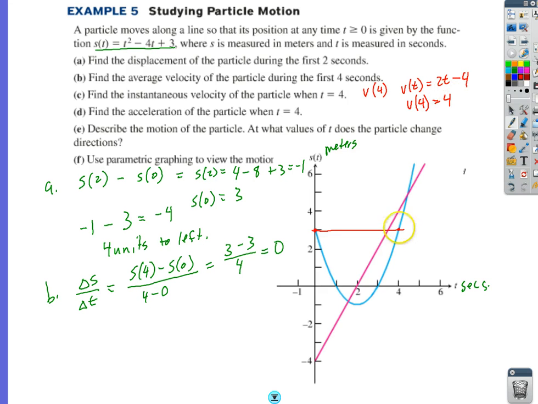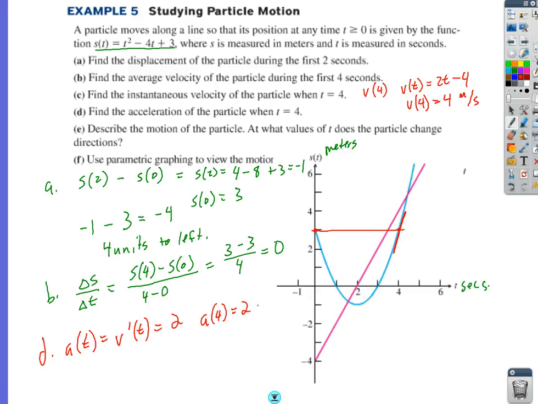And again, does that make sense? Does that slope? Yes, that looks like a positive slope. And again, if it's meters and seconds, that means it's meters per second. Okay, part D. Find the acceleration of the particle at time t equals 4. Well, for part D, acceleration is equal to v prime of t. I'm going to pause the video and I want you to see if you can find v prime of t.